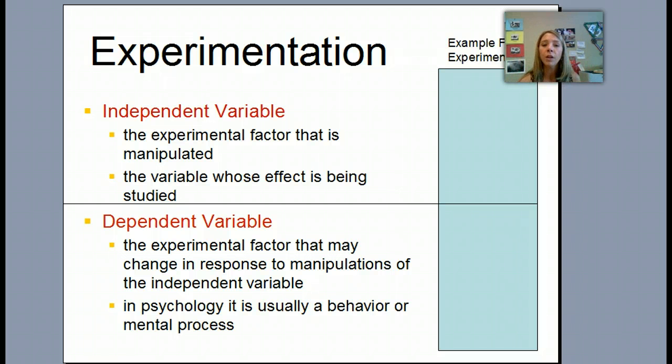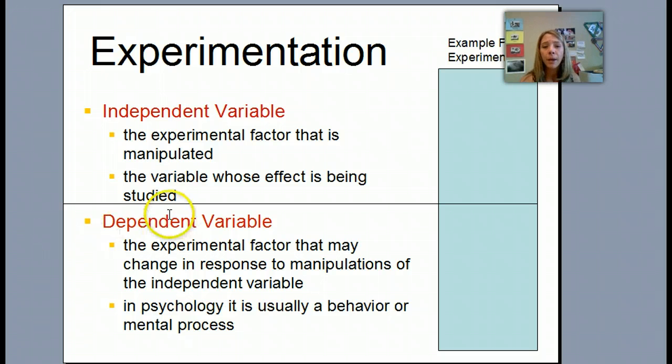My independent variable is the factor that I'm going to change. This is the thing that is changing. So in our experiment, we would be changing whether or not the teachers got coffee. That is the thing that is changing, and that's what we're going to study.